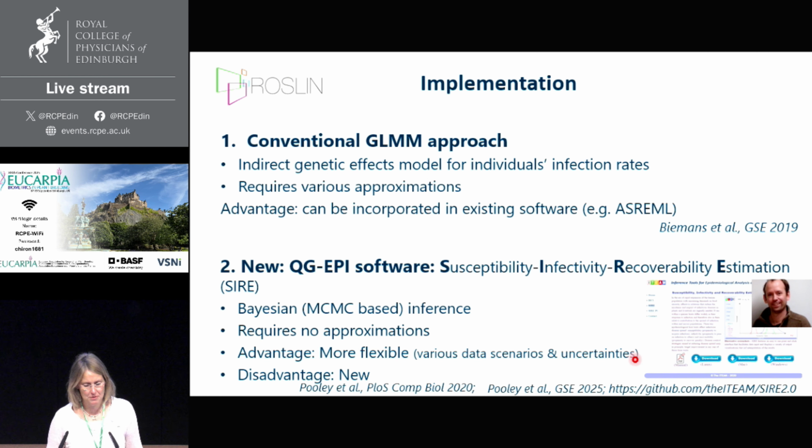Now, the other approach is to just start from scratch and develop the software tools yourself. And this is what we have pursued with Chris Pulley, he's now working for BIOS. We originally called this software SIRE, Susceptibility, Infectivity, Recoverability Estimator. But now we're already in version 8, and we're going to change it to QG-EPI, Quantitative Genetics EPI, because we want to make it much broader.